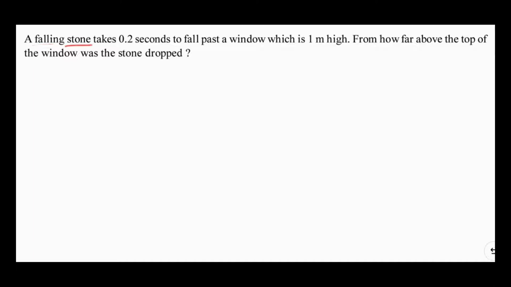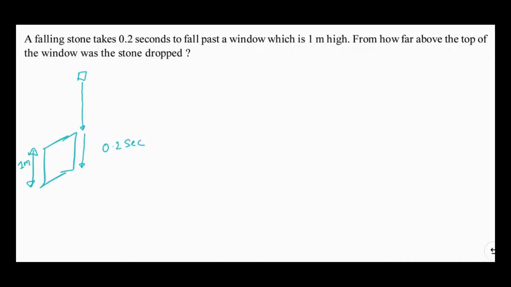A falling stone takes 0.2 second to fall past a window which is 1 meter high. From how far above the top of the window was the stone dropped? So a stone is dropped from some height and there is a window which is of 1 meter height, and this stone is crossing the window in 0.2 second.